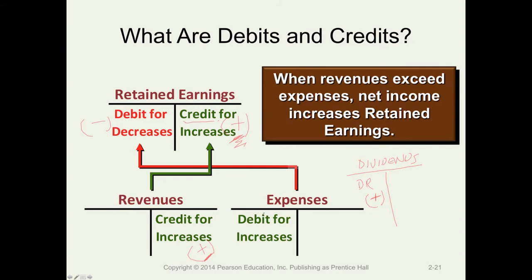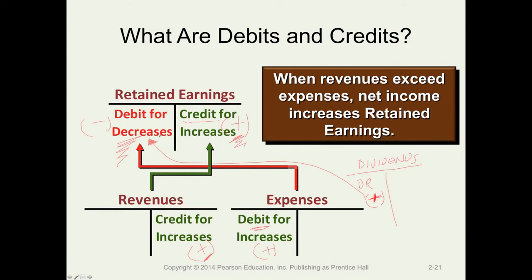However, expenses are accumulated by debits. So when I debit an expense, I increase an expense, but I reduce wealth. I reduce retained earnings. The same thing is true with dividends. When dividends go up, I debit that account. Dividends accumulate by debits, but when I debit dividends, I also reduce retained earnings.